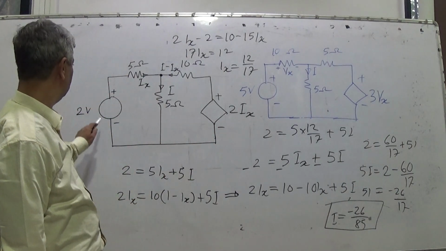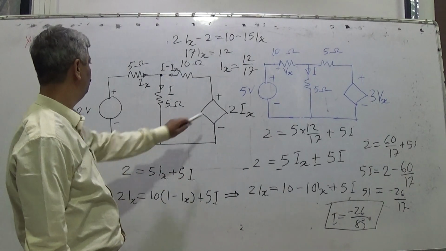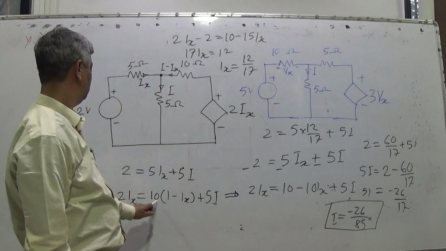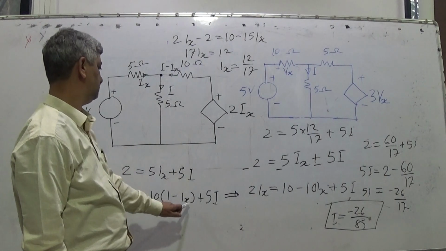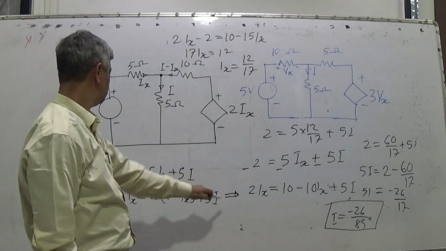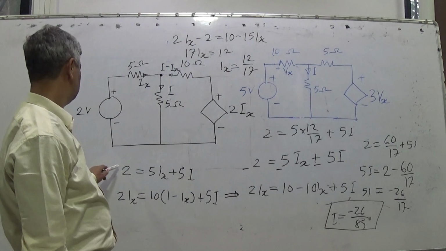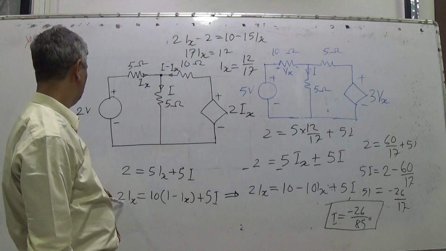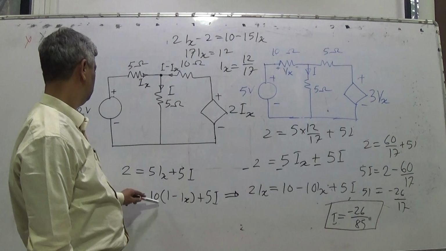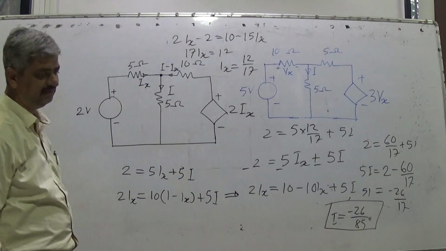I will just verify. 2 is equal to 5Ix plus 5I. 2Ix is equal to 10 into I minus Ix plus 5I. So 2Ix minus 2 is equal to 10 minus 10. I think everything is correct. You can just verify these things yourself.